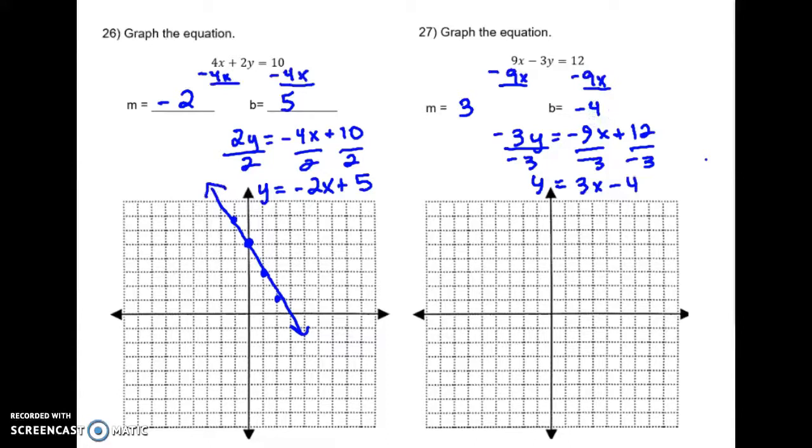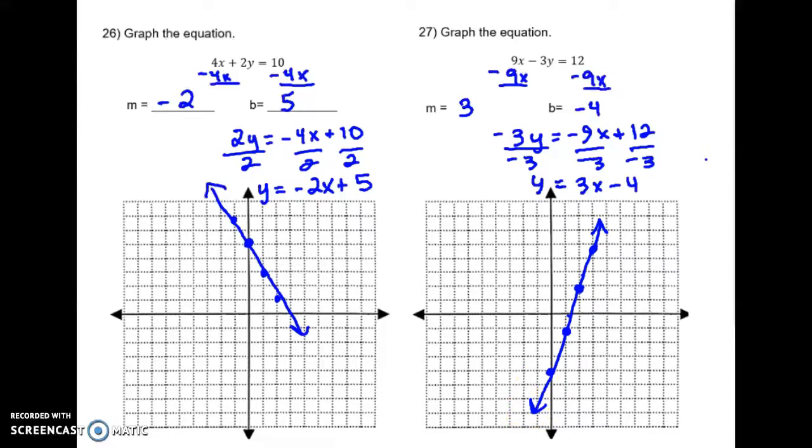I'm going to start at negative 4, 1, 2, 3, 4, and my slope is 3. So I'm going to go up 3, 1, 2, 3, over 1. Up 3 and over 1, up 3 and over 1. There's my line. Okay, and I check, I do have a positive slope here.